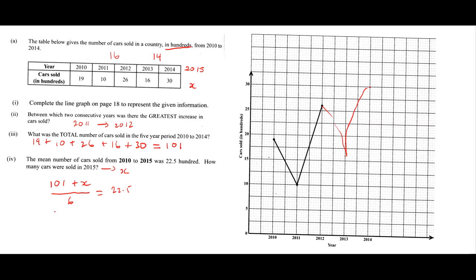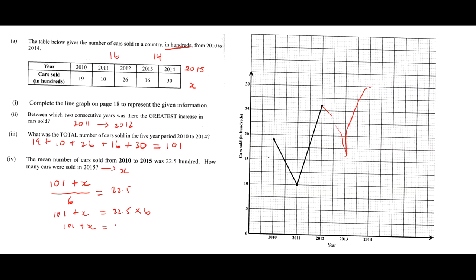So 101 plus x is equal to 22.5 multiplied by 6. Therefore 101 plus x is equal to, working out 22.5 multiplied by 6, 135.